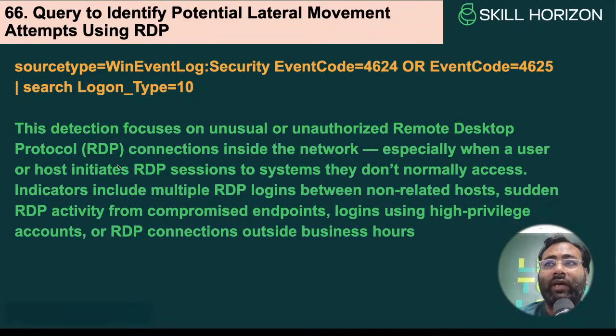The next query is for identifying potential lateral movement using RDP. Previously, we talked about lateral movement as a whole, but if you have specific network services like RDP, SSH or FTP, then you can use this query to check lateral movement attempts using RDP. This detection focuses on unusual or unauthorized RDP connections inside the network.